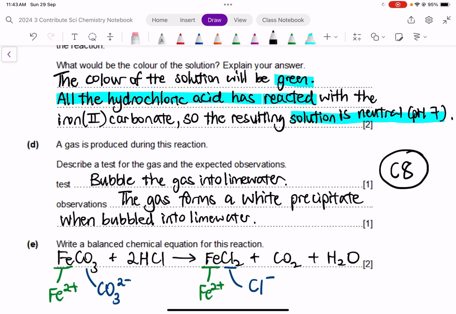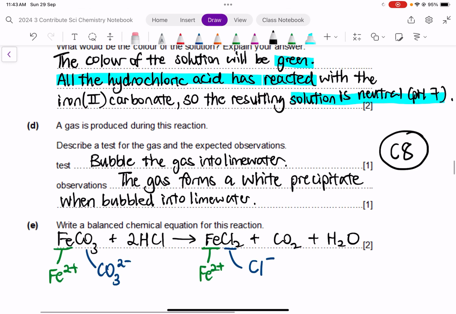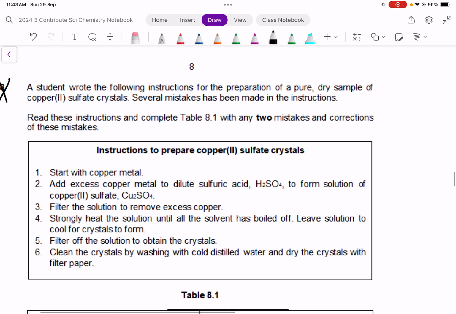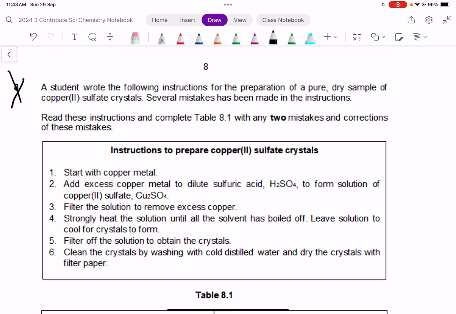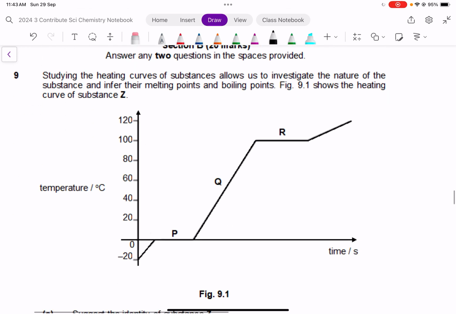And now, let's move on to question number 9. So question 8 is also out of syllabus. This is on salt preparation, which has been removed from the syllabus for combined science. So question 8, we will skip. Now we go to question 9.